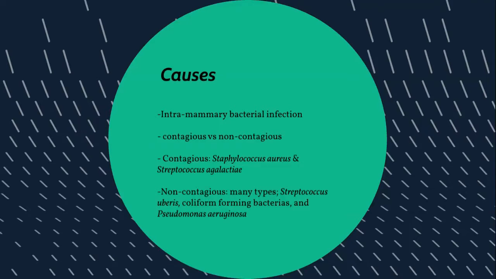And the main two strains that are in contagious mastitis are Staphylococcus aureus and Streptococcus agalactiae. Contagious mastitis is able to be spread from cow to cow, which is why it's important you sterilize equipment. And then non-contagious, there's lots of different types of bacteria that cause it, but here's some common ones.